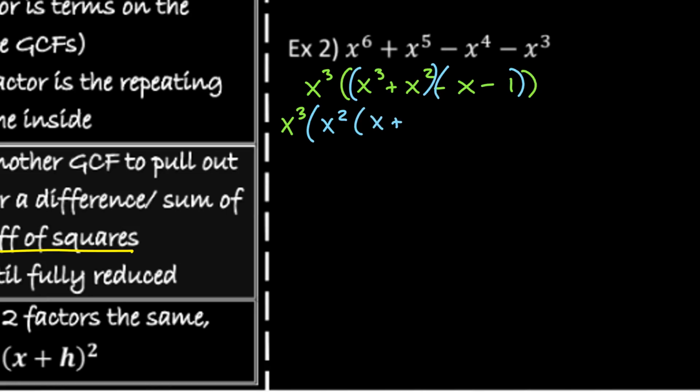X plus 1. Good. And what can I pull out of the second 2? Good. And what am I left with? X plus 1. Beautiful. So now how can I rewrite this? X cubed parentheses x squared minus 1 and then x plus 1. Good.